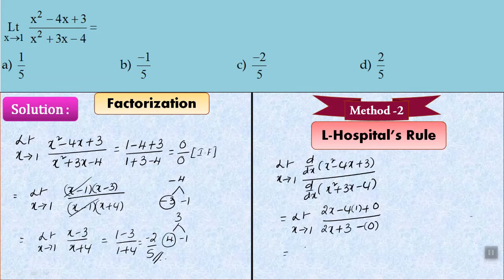Now applying the limit here, 2 into 1 is 2, minus 4, divided by 2 into 1 is 2, plus 3, that equals to minus 2 by 5. This is the easiest method. Therefore the answer is option C.